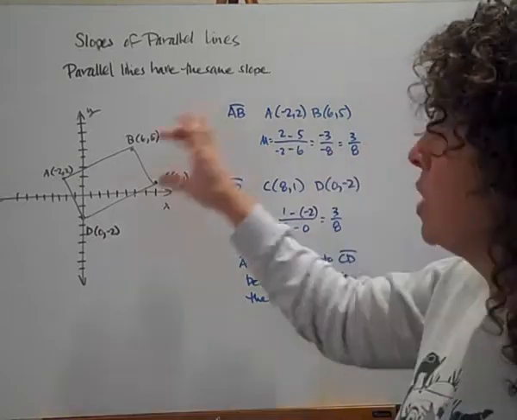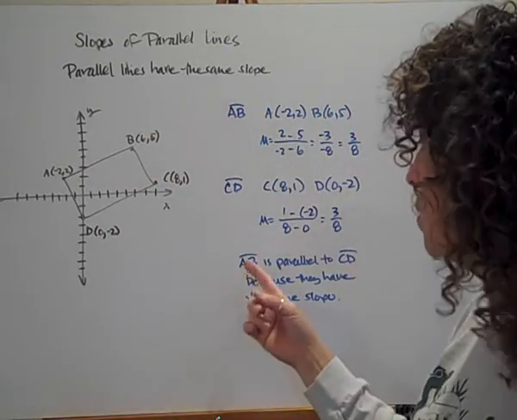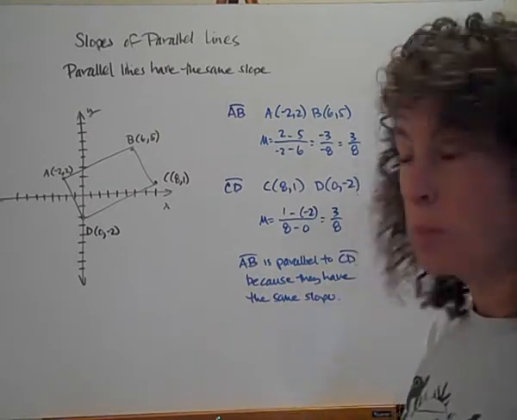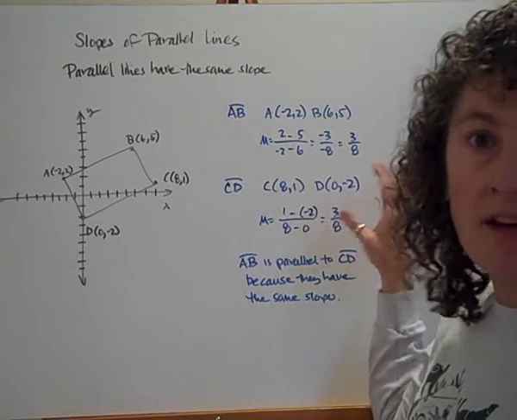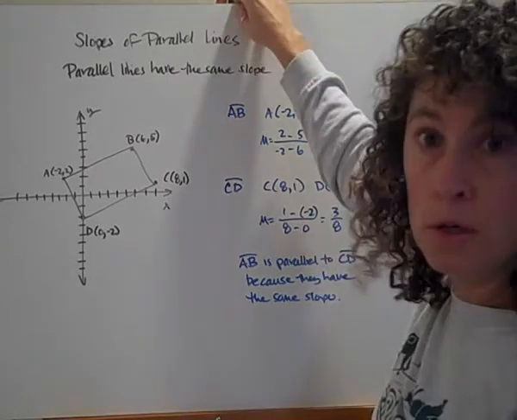So I know that these two lines are parallel because I've proven that their slopes are the same. So line AB is parallel to line CD because they have the same slopes. So when I have two lines and I've proven that they have the same slope, I know that those lines are parallel to each other.